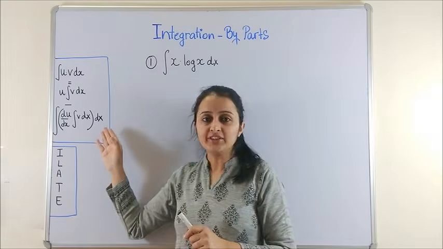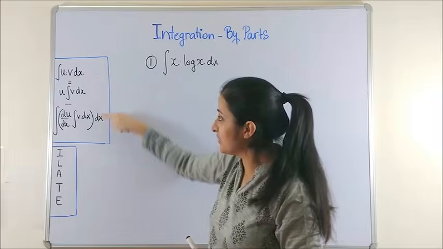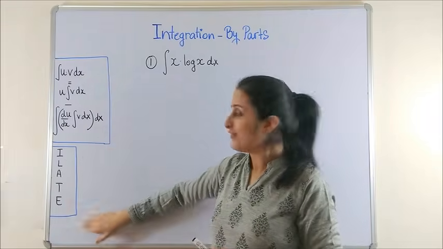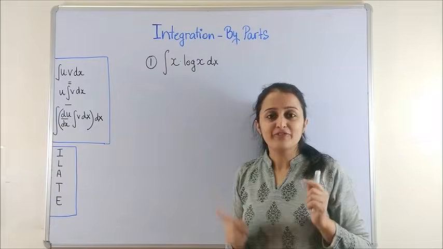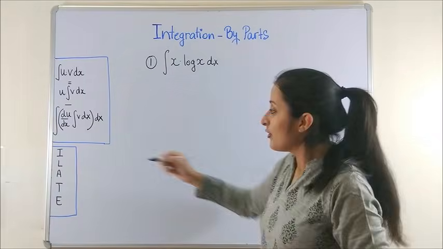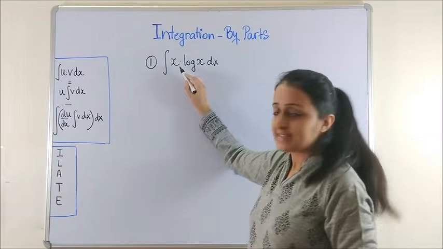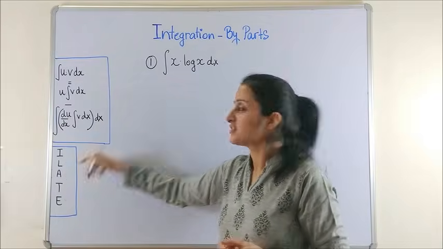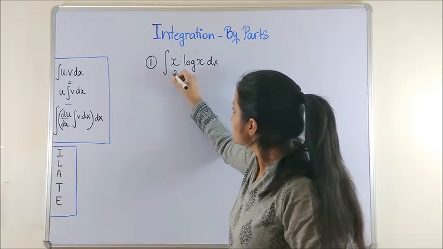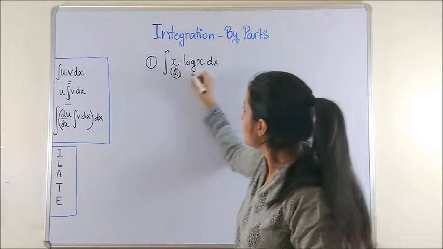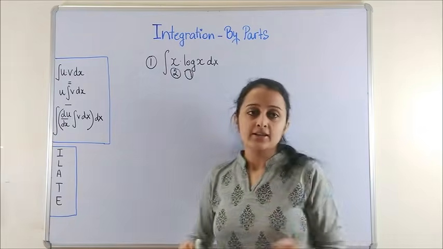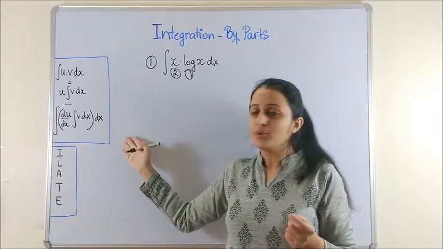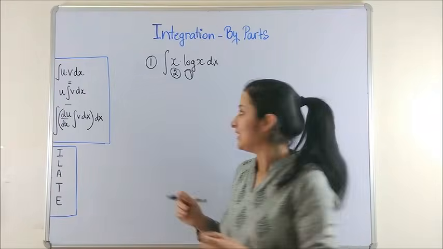So I have written the formula for reference over here, and this is the pattern that we follow. Coming to the very first question here, according to the pattern, x is a linear, or you may put it under the category of algebraic functions. This becomes the second function because log comes first.